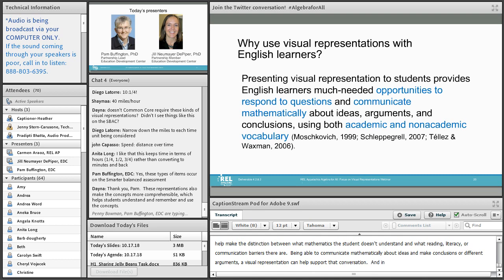And in addition, as they use this visual representation to communicate their ideas, they can deepen both their non-academic and their academic thinking.